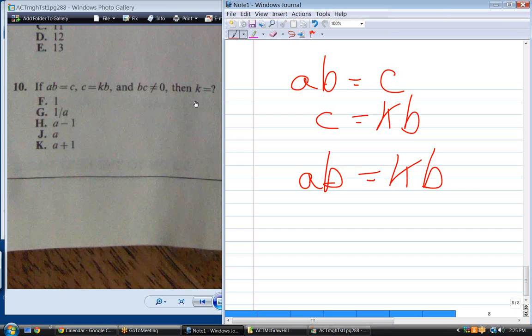I don't know. Well, how about we divide both sides by B? In other words, the last step in solving any equation is usually to divide by the coefficient of whatever it is you're trying to solve for. So if I'm trying to solve for K, I want to divide by its coefficient, which is B. And if I divide that side by B, I got to divide that side by B, and I'm left with A equals K, or K equals A.